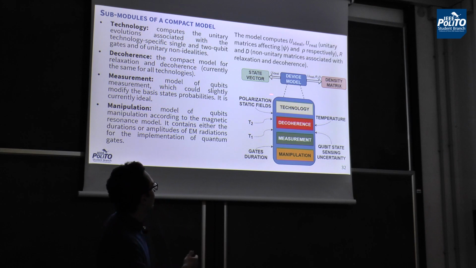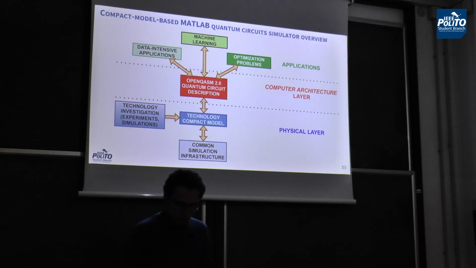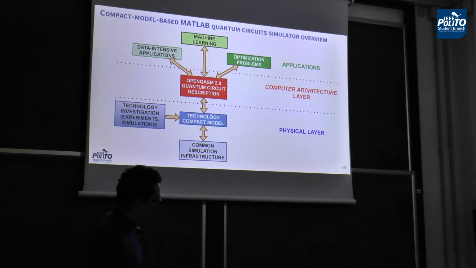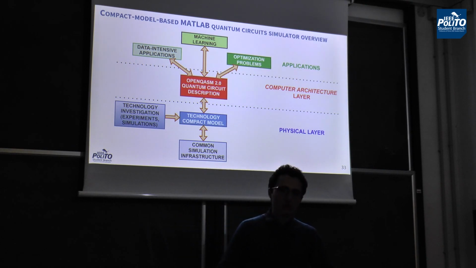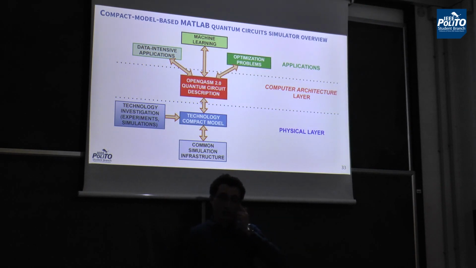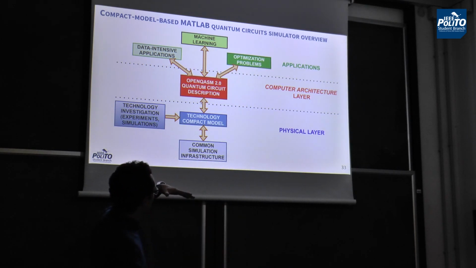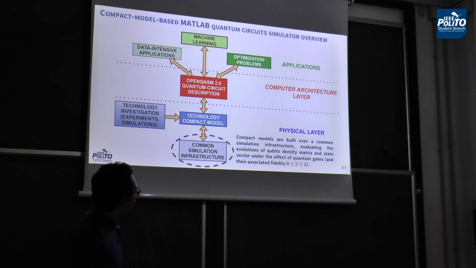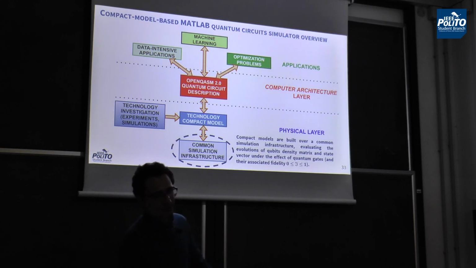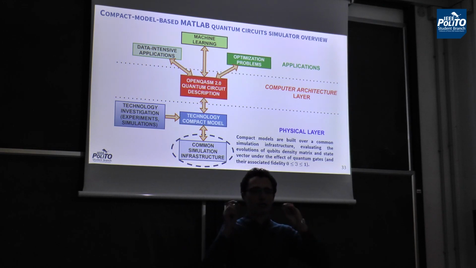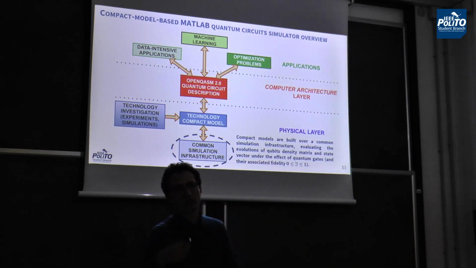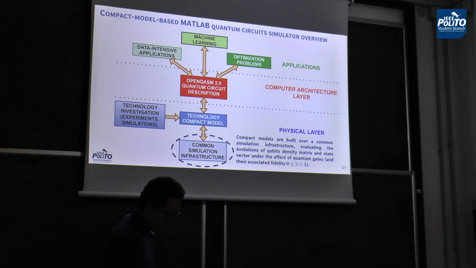As I said previously, the compact model generates the matrices which update the state vector and the density matrix. Where is it located? The compact model is located in a simulator of quantum technologies developed in MATLAB at the VLSI lab. We can see that this simulator is based on three main layers. The bottom one is the physical layer, where the compact models interact with a common simulation infrastructure. You should imagine that there is a top class where the compact model is instantiated, and the compact model generates the matrices which update the state vector and the density matrix, which are located in this common simulator.